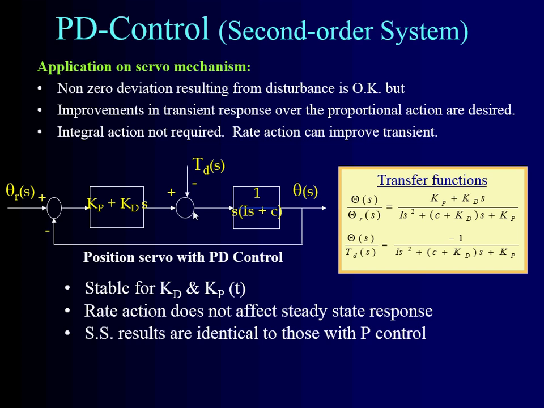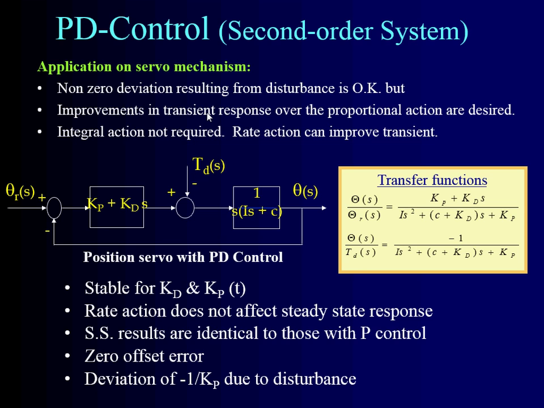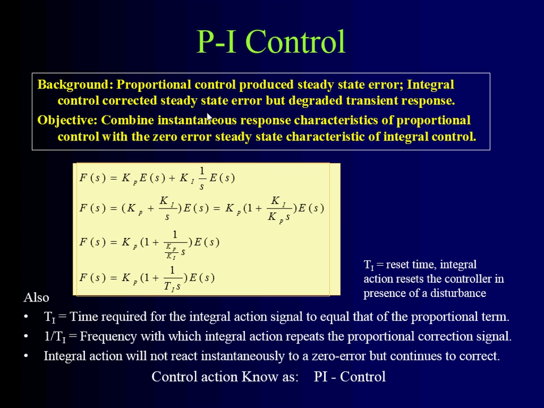You see a couple of other conclusions on the bottom of the slide relating to the correct action and the steady state results. Zero offset error. So you have a disturbance in there, but this one, PI controller, you can see proportional controller produces steady state error. Integral control corrected the error, but degraded the transient response.